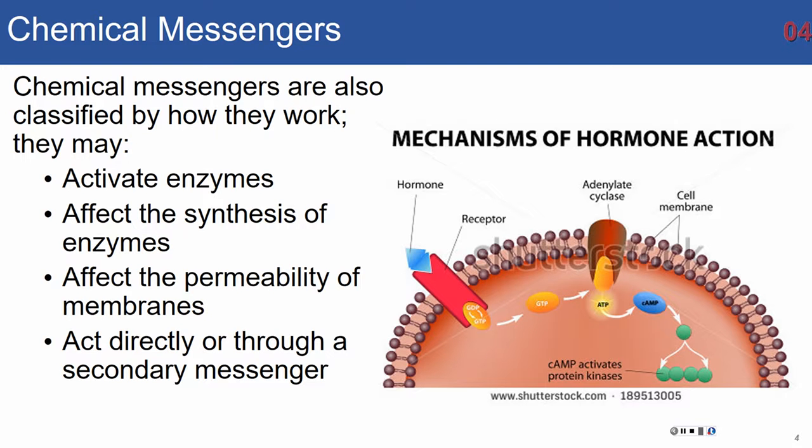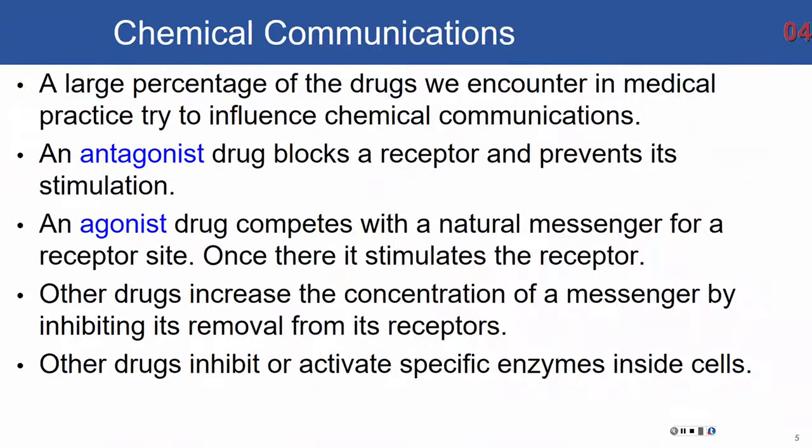We've got our hormone here and our receptor. We've got a secondary message. It goes over to this adenylate cyclase, which produces another message. And so this is what we call a signal amplification cascade. Yep, we're going to talk a lot about that tomorrow.